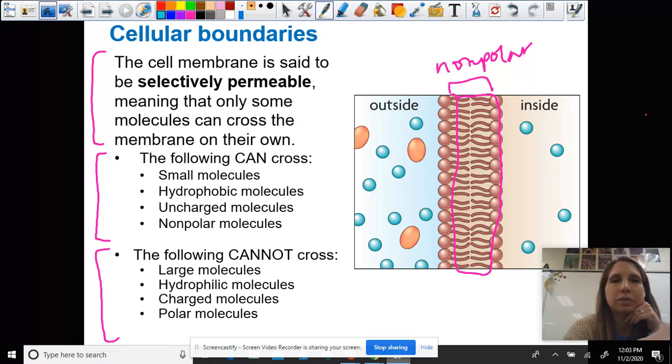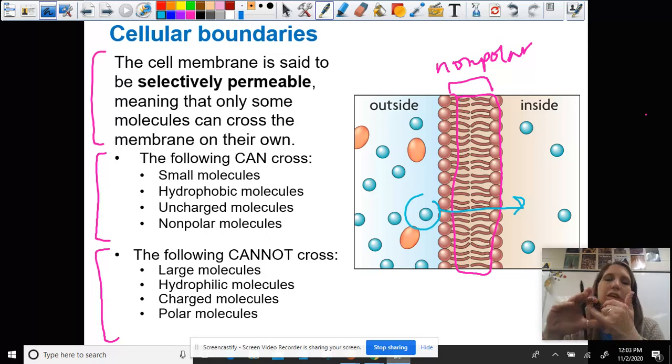So obviously in this image, the ones that can cross would be like these guys, because we see them on both the outside and the inside of this cell membrane. Okay, so they must be hydrophobic, they must be uncharged, nonpolar, and they're obviously smaller than the larger orange molecules. The ones that cannot get across are large. They can be hydrophilic, charged, and polar, okay? And so again, this is where our transport proteins come into play. They can help molecules cross the membrane that couldn't cross on their own otherwise.